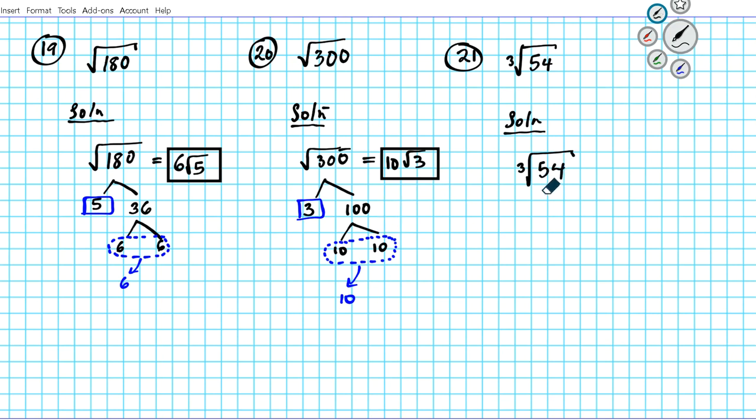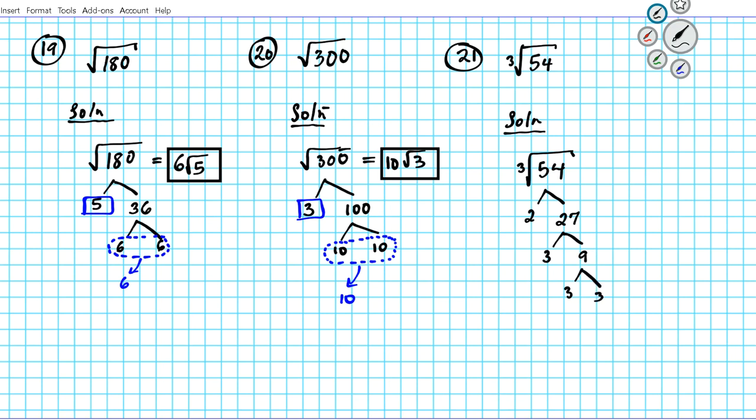Well, let's break it down so you can see exactly what I'm talking about here. 54 is even, so 2 goes into it. 2 goes into 54 27 times. Now, if you remember, 27 is a cube. Do you remember what the cube root is? Well, let's break it down so you can see what it is. So if you break 27 down, 3 goes into 27 9 times, and then 3 goes into 9 3 times.